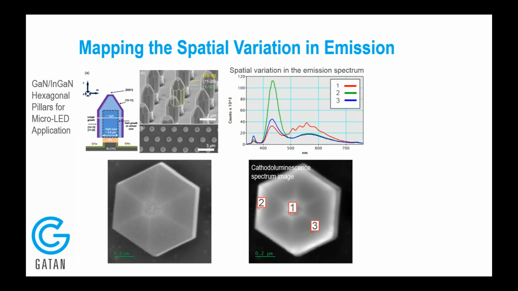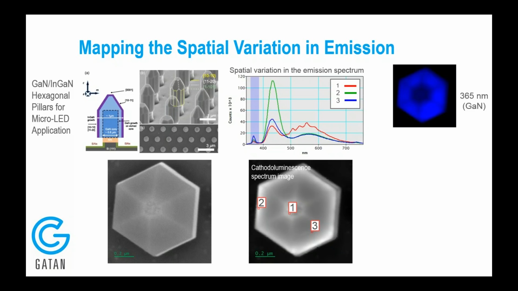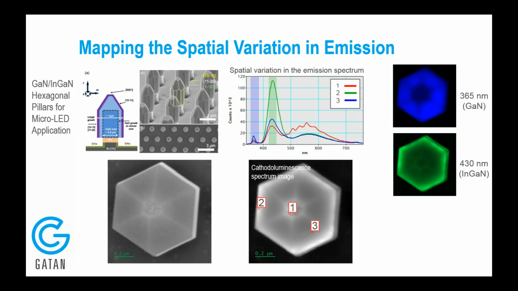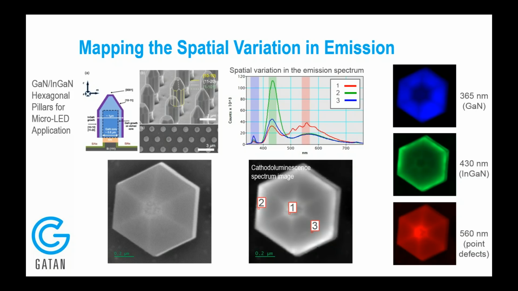We can use this to extract distribution maps, revealing the spatial variation in the emission. When we overlay those, you see that we have regions of the specimen which emit very strongly preferentially at one wavelength compared to other wavelengths. So we have a very good understanding here of the spatial variation in the emission, and that's important if you're trying to grow these materials uniformly and optimize device efficiency.